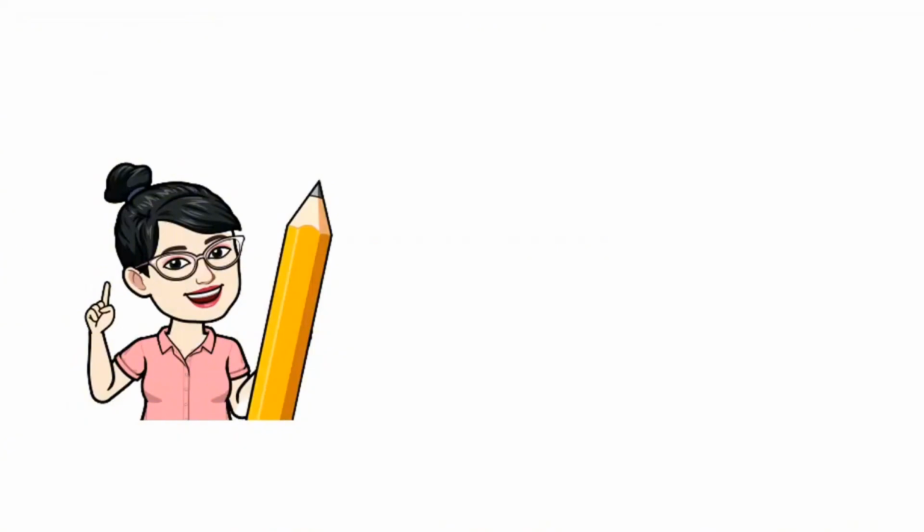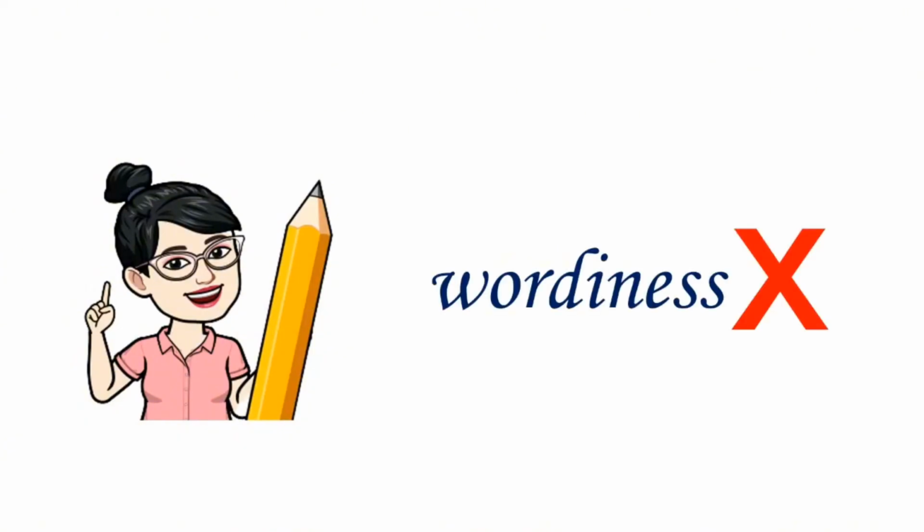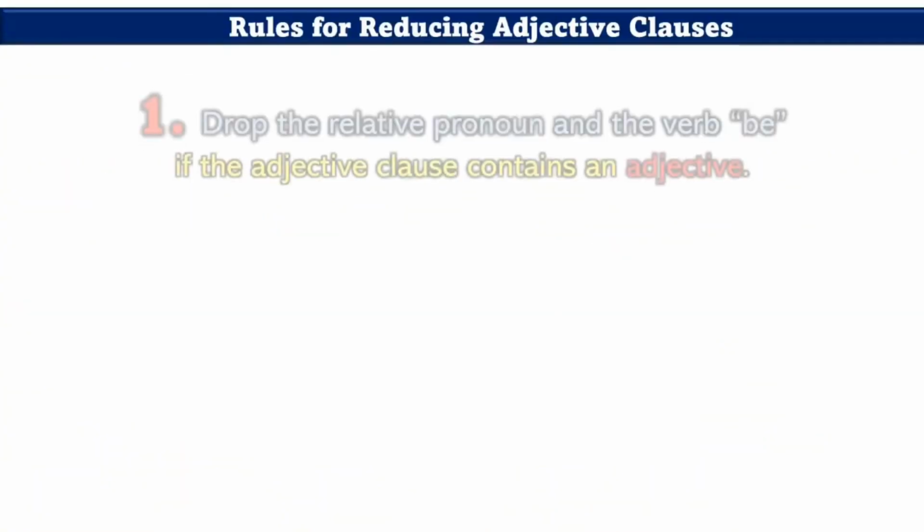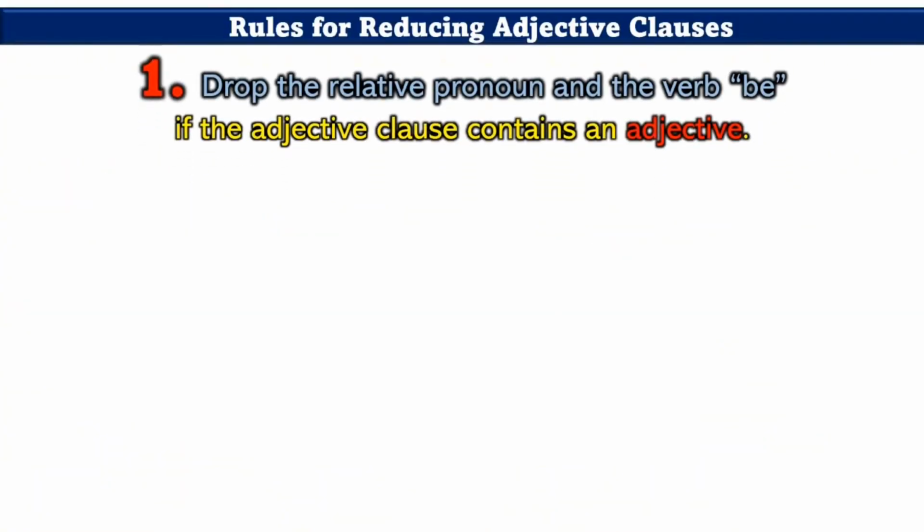Technical writers should also avoid wordiness. And one way to eliminate unnecessary words is to reduce adjective clauses. There are some rules in doing this. Number 1. Drop the relative pronoun and the verb be if the adjective clause contains an adjective.